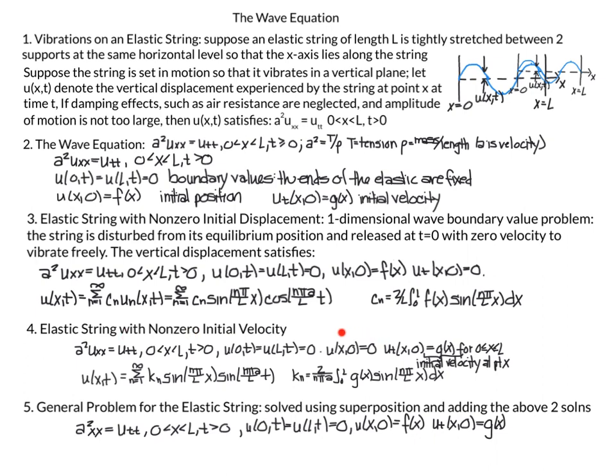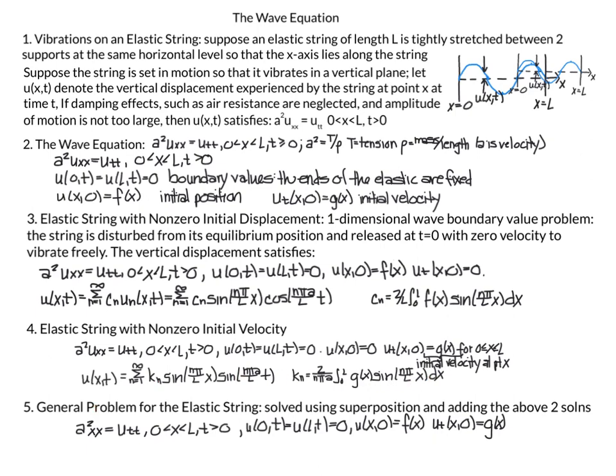So in this case, we're going to let our f of x, our u of x, 0, our initial position, be equal to 0, but now we'll let our first derivative of u with respect to t be given by g of x. So that's our initial velocity at a point x. And this is what our solution will look like.